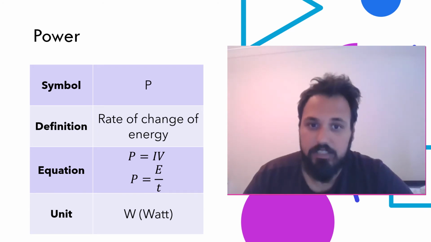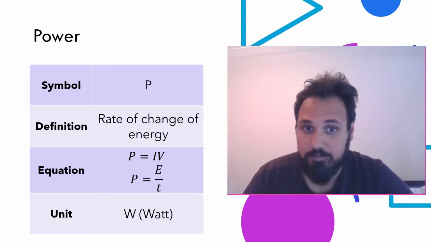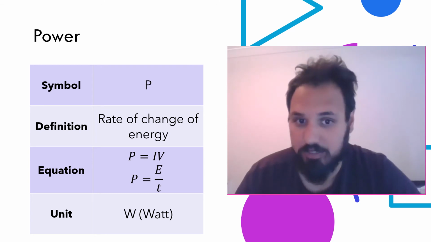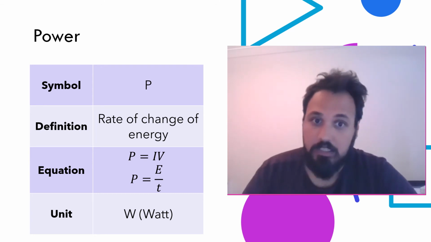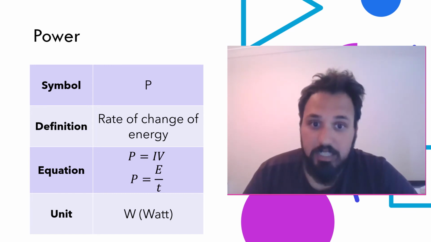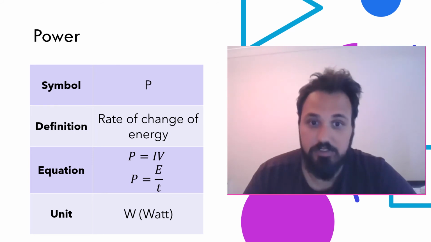Power we can define in more than one way. When you were studying mechanics, you might have been introduced to power as the rate of energy over time, or how quickly energy is being transferred from one way to another. And that's a really good way of defining it. In electricity, we can also define it as the current times the voltage.